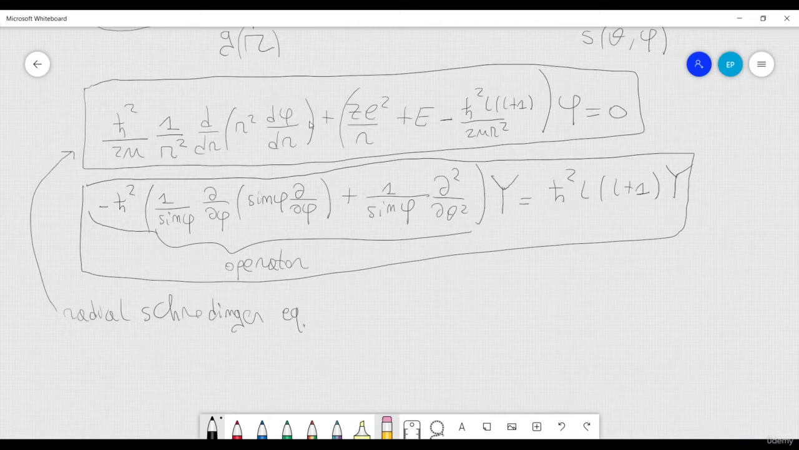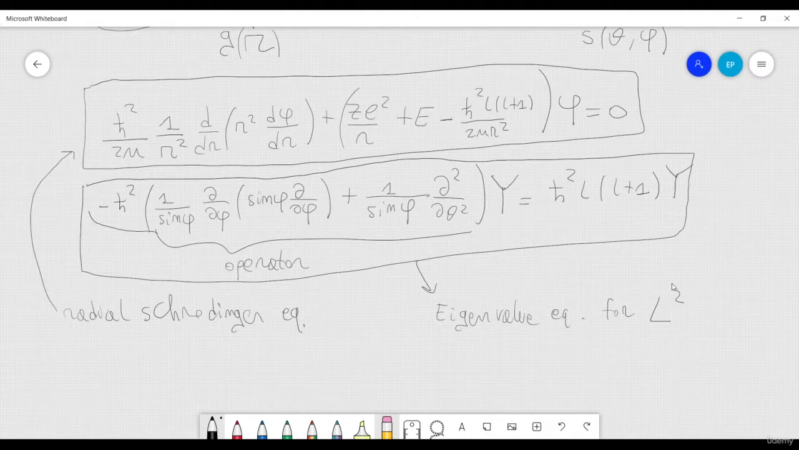It only depends on r, which is the radial distance from the center of the nucleus of the electron, let's say. It represents the position of the electron measured from the center of the nucleus, which is almost coincident with the center of mass of the system, for the considerations that we made in the first part of this course. Whereas the second equation is an eigenvalue equation for the operator L squared.